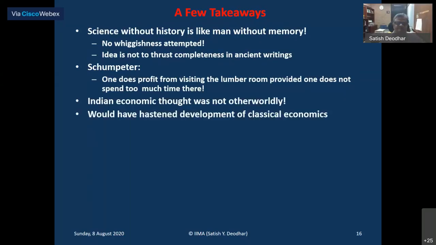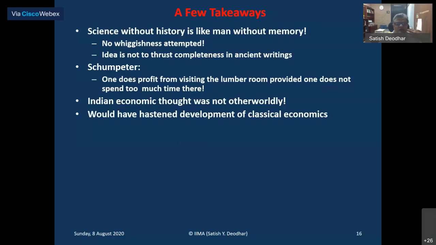Right? Certainly, what I have presented today, Indian economic thought was not otherworldly. It was very much realistic. It was very much about making wealth. It was very much about artha, kama, and guided by dharma. Right, so four objectives of life. So it was well balanced. It was not completely looking only to the other world.